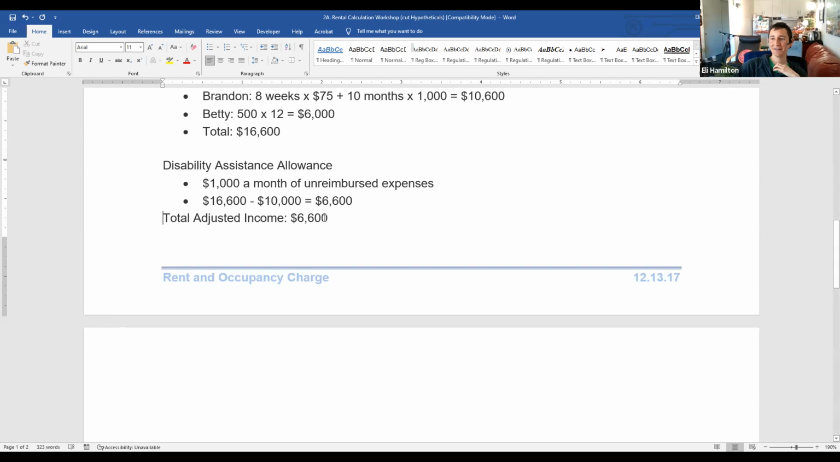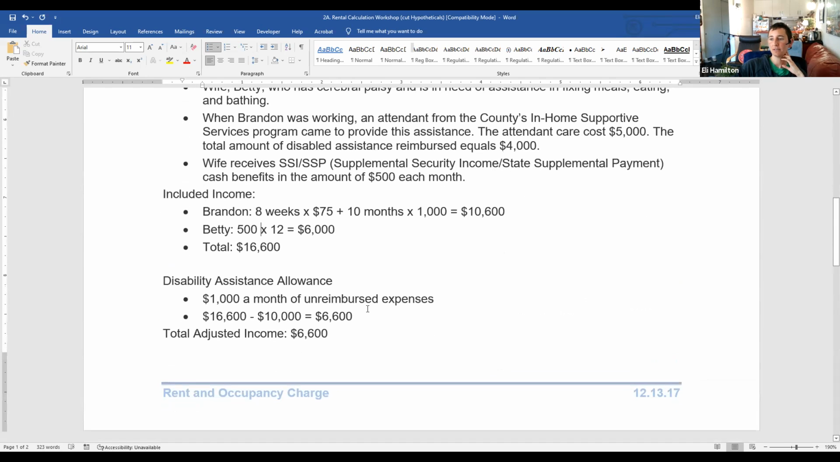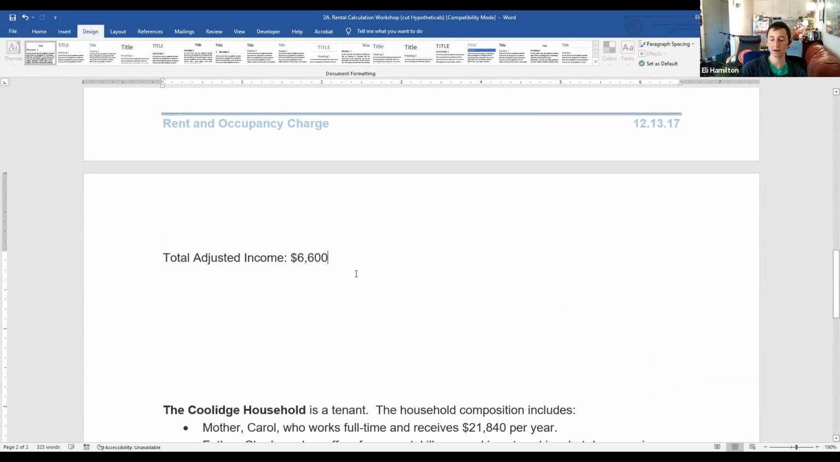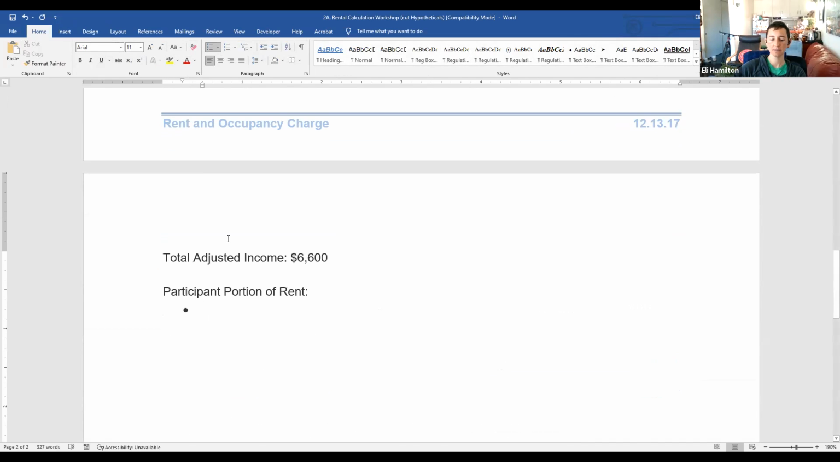And then last question in the hypo, because we've done our first step, which is figuring out the total amount of income. We've done our second step, which is allowances, right? And our last step is figuring out how much is the participant portion of rent. And this is going to be either 30% of annual adjusted income, or it's going to be 10% of total annual income. If anybody's really interested in doing more math, I'll give you a second to do that, and then I'll just fill it in.